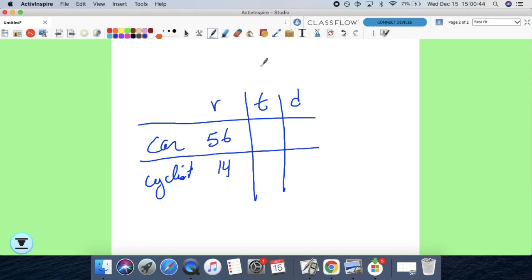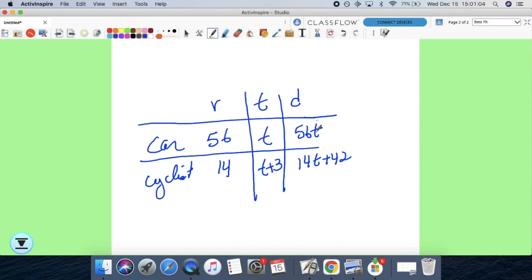RTD, time-wise, who had a head start? The cyclist had a head start, so we can call 3 hours head start, so t plus 3. The car is just t. This will be 56t. The bottom one will be 14t plus 42. How far from the starting point does the car overtake the cyclist?